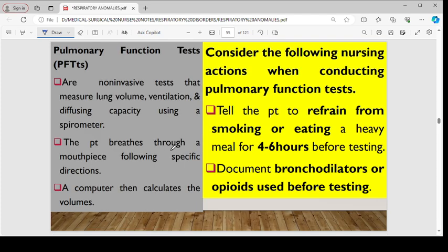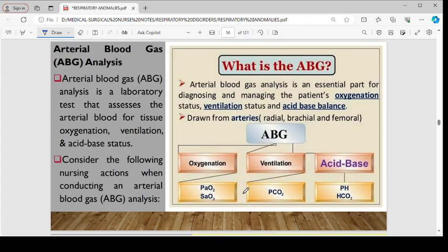Pulmonary function tests. These are non-invasive tests that measure lung volume, ventilation, and diffusing capacity using spirometry. So the patient breathes through a mouthpiece in a specific direction, and then a computer calculates the volumes. So you have to tell the patient to refrain from smoking and eating a heavy meal for 4 to 6 hours because this can lead to false results, and you have to document if they're using bronchodilators or opioids because these can also interfere with the results.